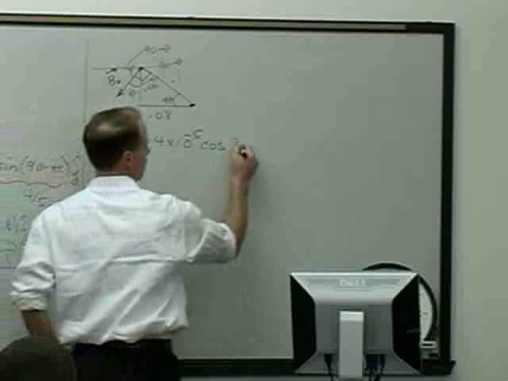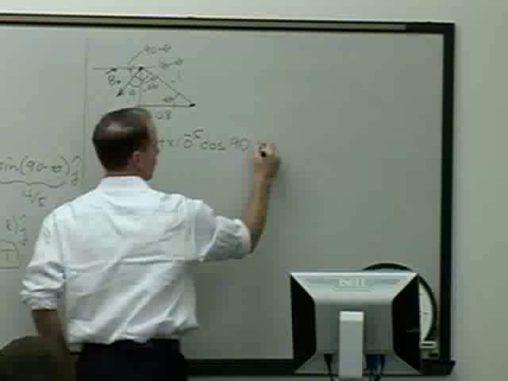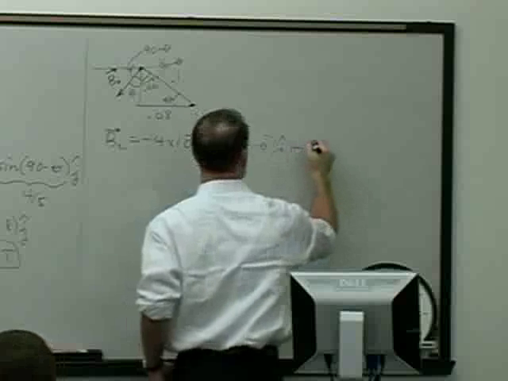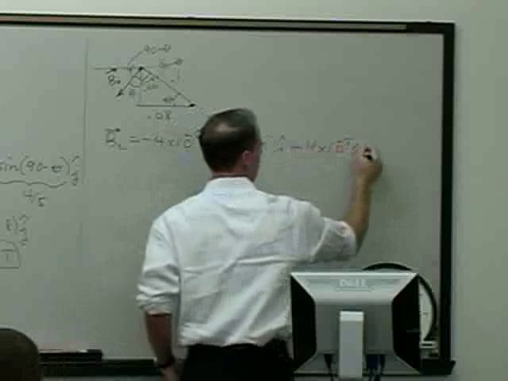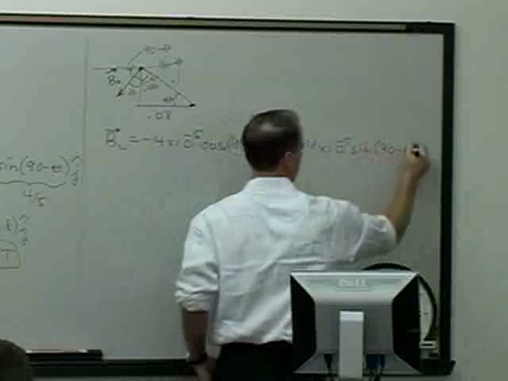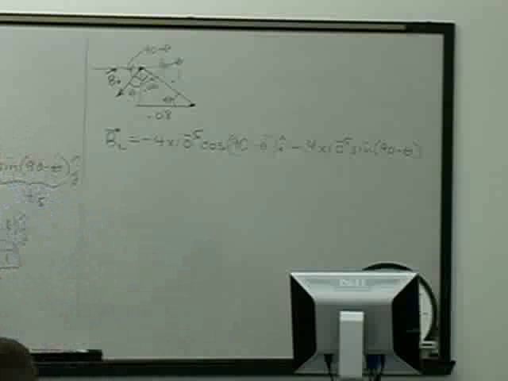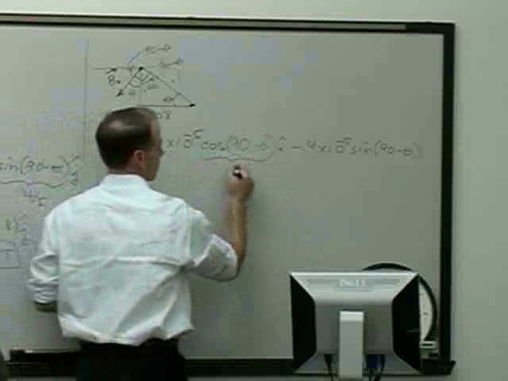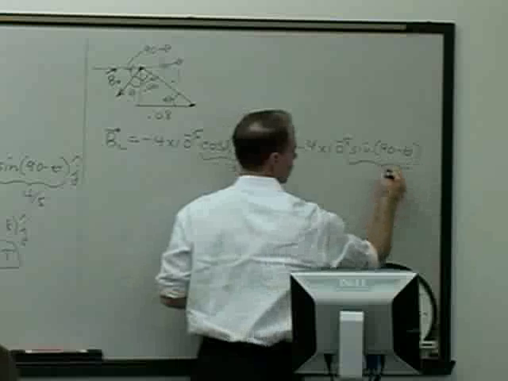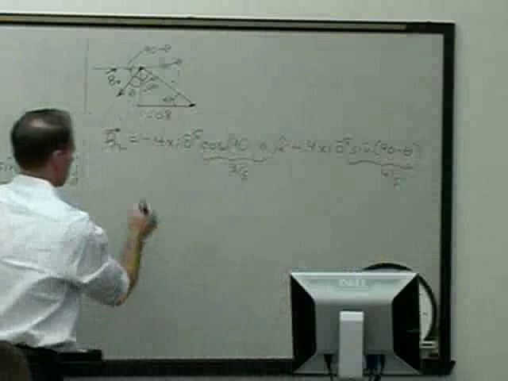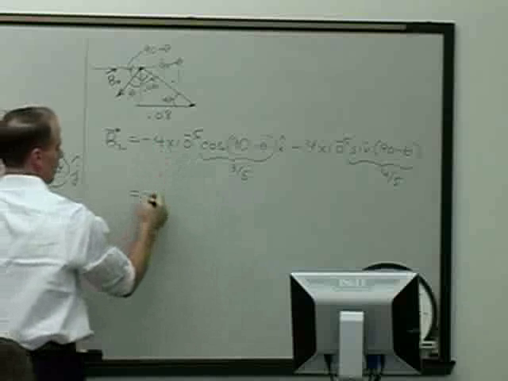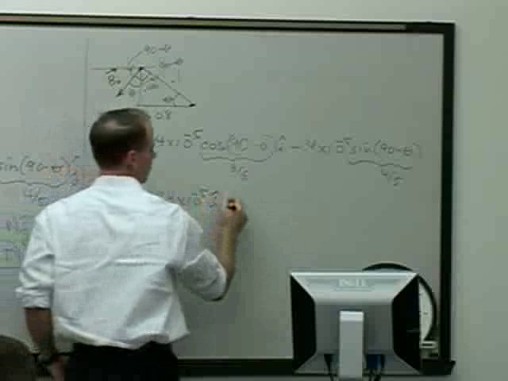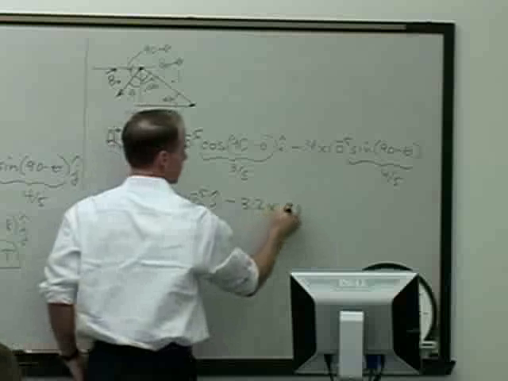So this is cosine 90 minus theta. Minus 4 times 10 to the minus 5 sine of 90 minus theta. Cosine 90 minus theta is the same as 3/5. Sine 90 minus theta is 4/5. So it's going to be equal to 0.6 times 4, or negative 2.4 times 10 to the minus 5 i, minus 3.2 times 10 to the minus 5 j.